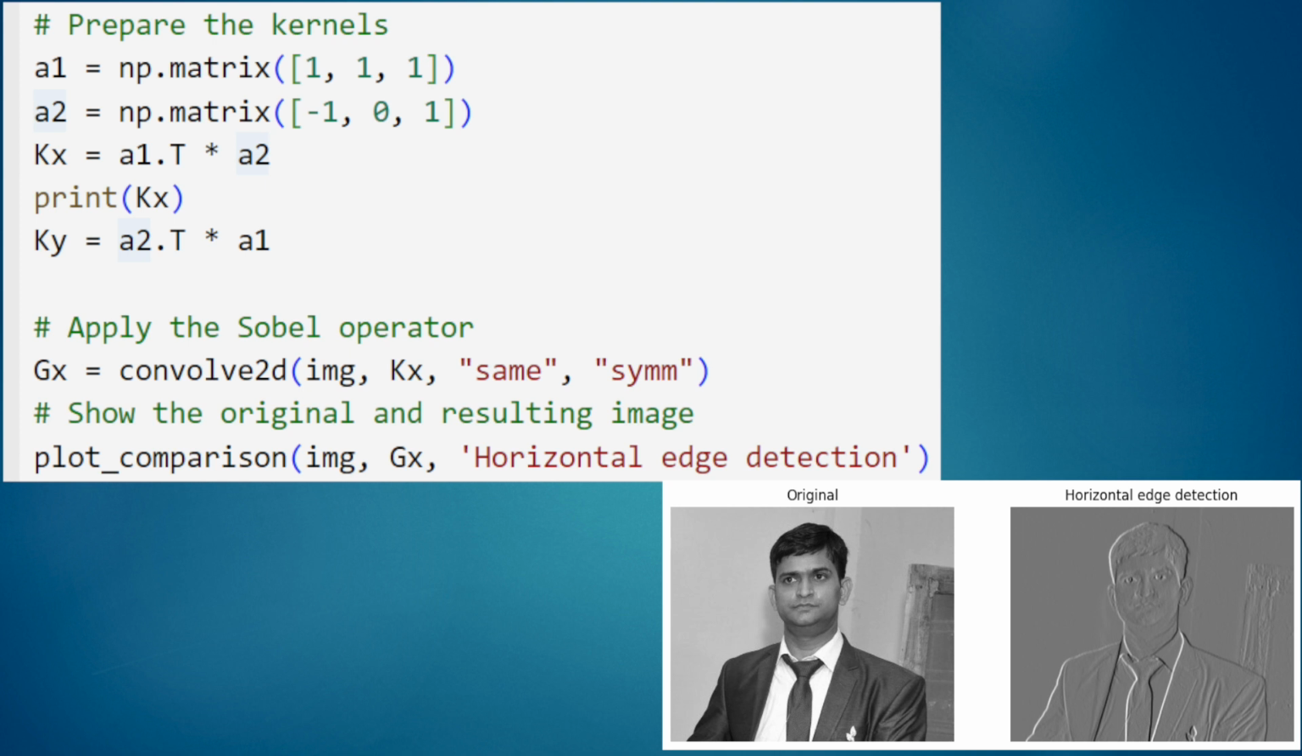Now if I want to see the image, then I have to use the plot comparison command that is available to us. In this plot comparison command, I have used original img and Gx, and "horizontal edge detection" will be shown as the title of the right side image. You can see the results now. Here you see the left side image is the original image, and when I applied the horizontal edge detection, you can see the right side image coming, where the edges of this image are being detected.